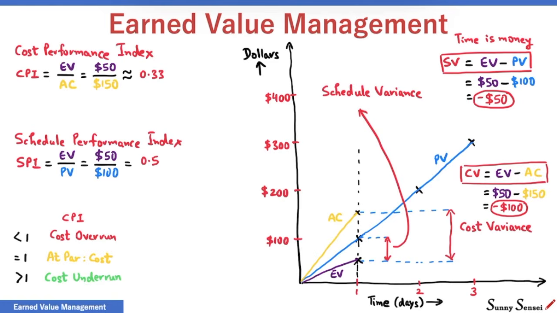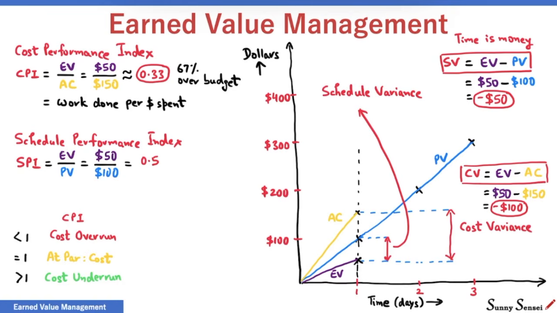To explain further, EV is the value of work done. AC is the cost of doing that work. So, qualitatively, CPI is simply the value of work done for every dollar spent. In our example, CPI is 0.33. It is less than 1. We have a cost overrun. We are approximately 67% over the budget.